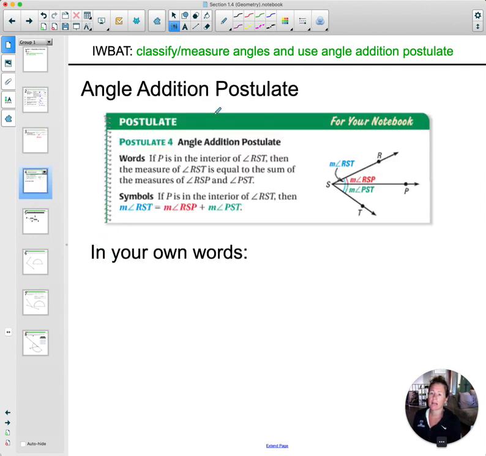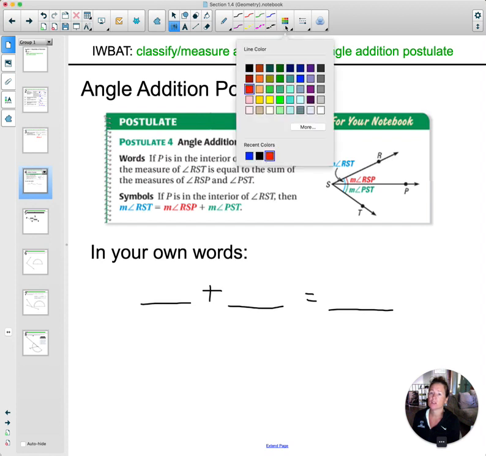Angle addition postulate is much like the segment addition postulate. So you're going to have this whole angle. This is just a lot of words and letters to tell you that these two pieces will total the whole angle. Remember for segment addition, we said piece plus piece equals whole. Same thing for angle addition. So it's just those little pieces.